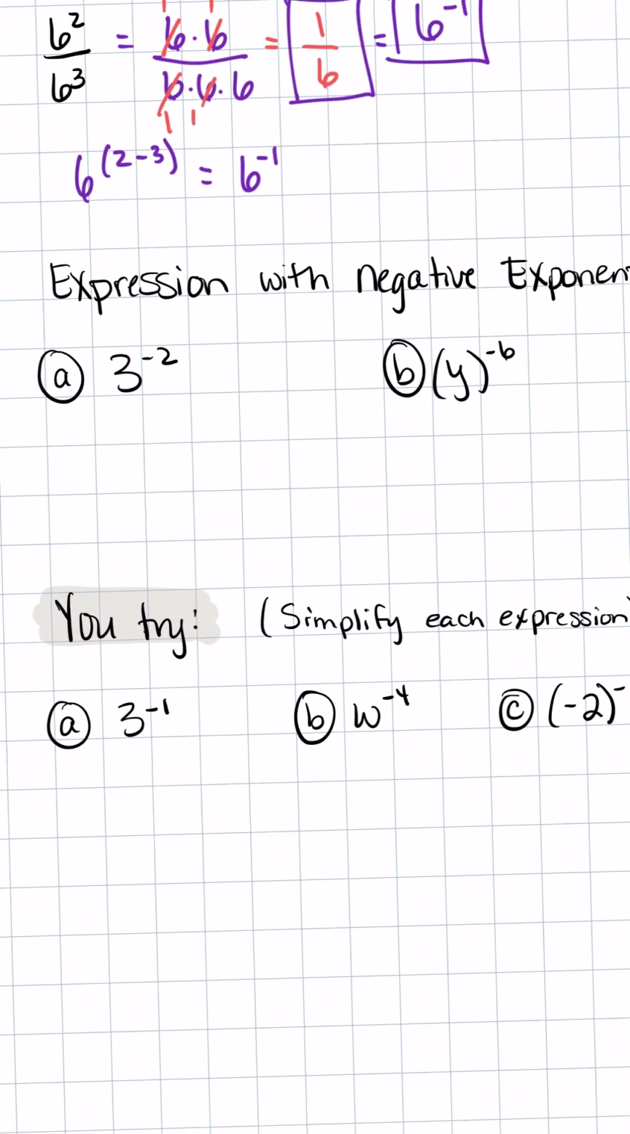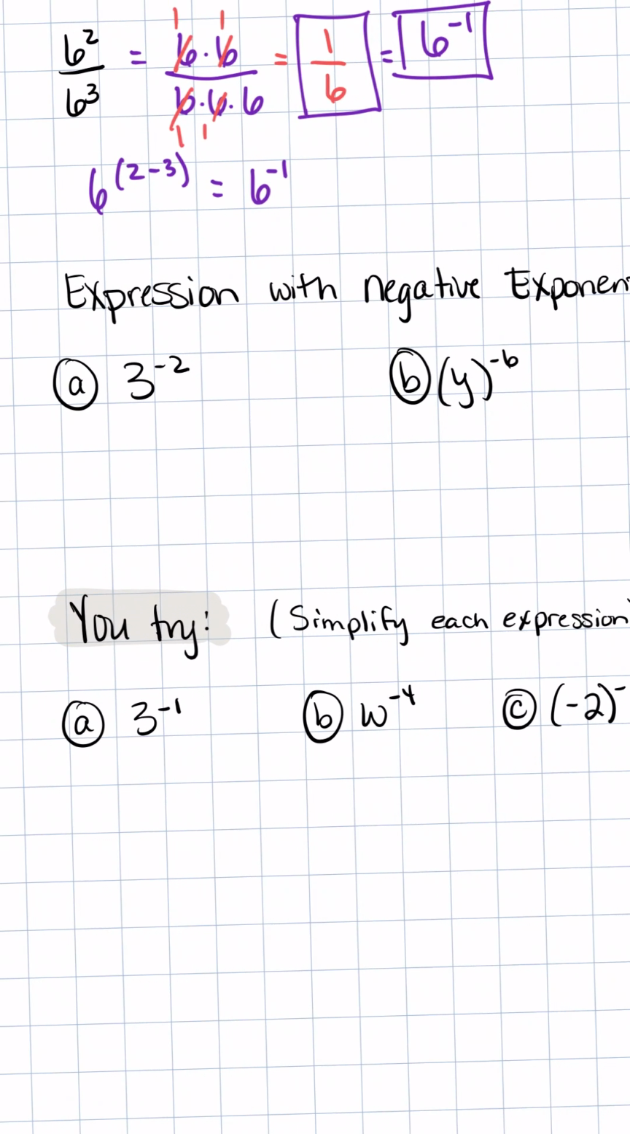So let's take a look at these to try to clear that understanding up. So the same thing, 3 to the negative second power, is like saying 1 over 3 to the positive 2 power. Okay? And then this next one, same thing, we're just going to flip it to the bottom, so it's going to be 1 over y to the positive 6 power.